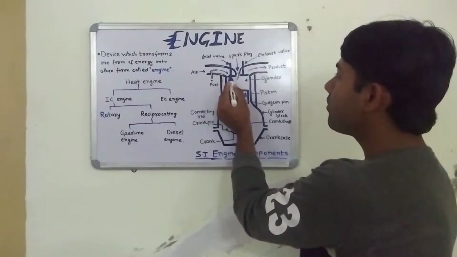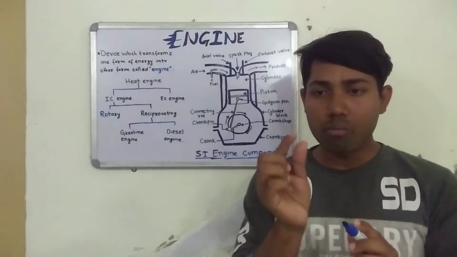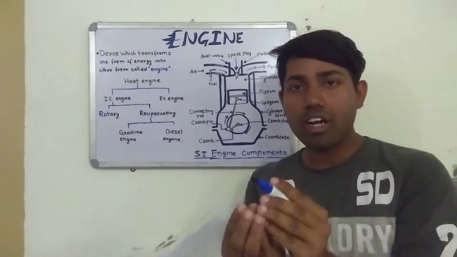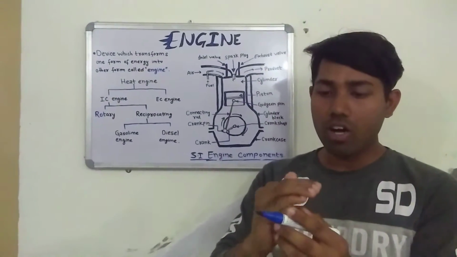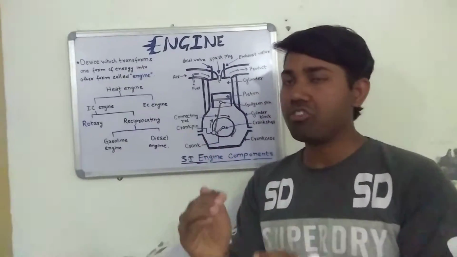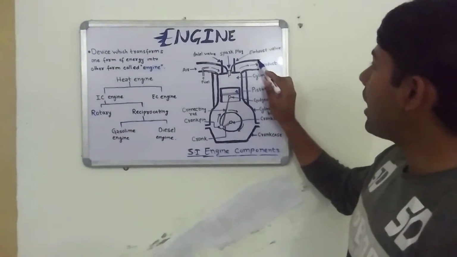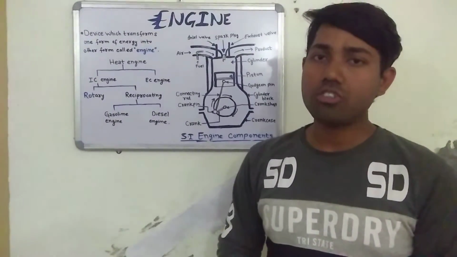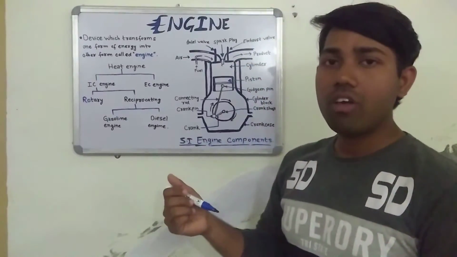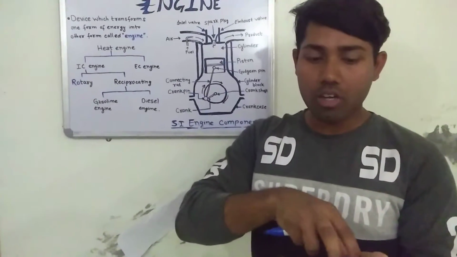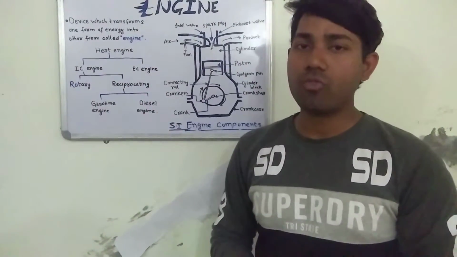Now comes the inlet valve. Inlet valve is mushroom-like in shape and is used to allow the air or air-fuel mixture inside the combustion chamber. When the valve moves up, the air or air-fuel mixture comes inside the combustion chamber. And the exhaust manifold is also a pipe which is used to connect the exhaust manifold to the exhaust valve. And what is the exhaust valve? Exhaust valve is a valve which is used to remove the combustion products from the cylinder to the atmosphere.